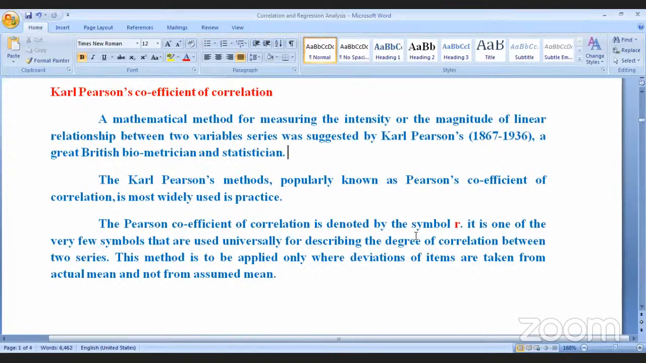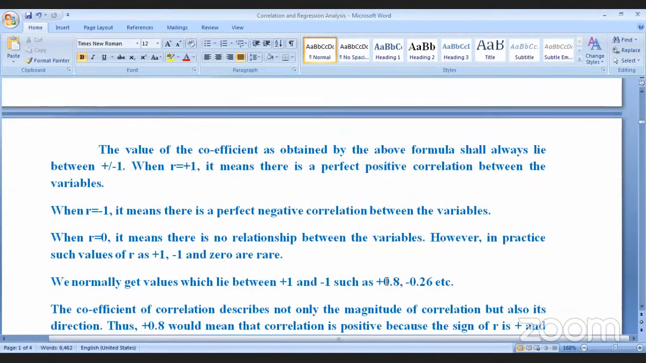This method is applied only where deviations of items are taken from the actual means and not from the assumed mean. Observe carefully, the value of the coefficient obtained by the above formula shall lie between plus 1 and minus 1. When r is equal to plus 1, it means there is a perfect positive correlation between variables. When r is equal to minus 1, it means there is a perfect negative correlation between the variables.